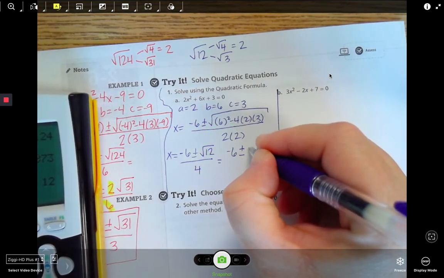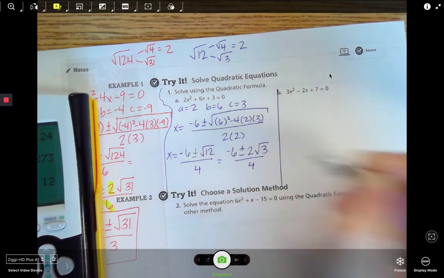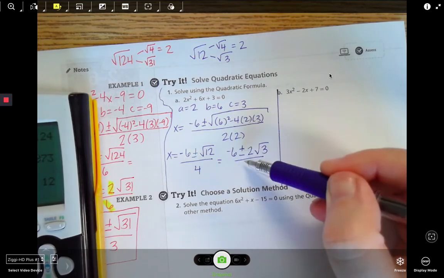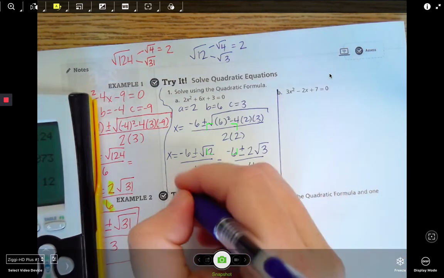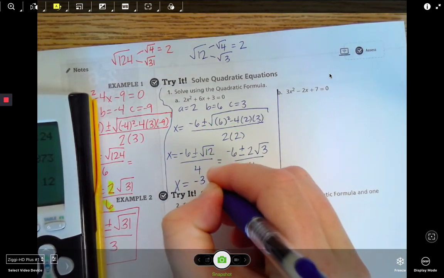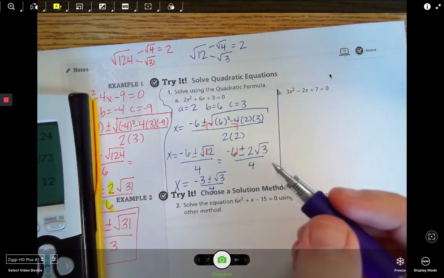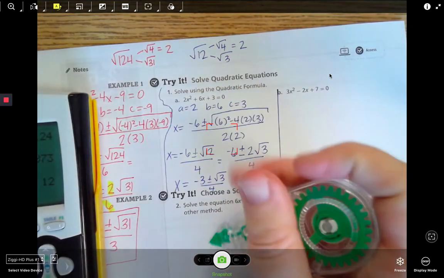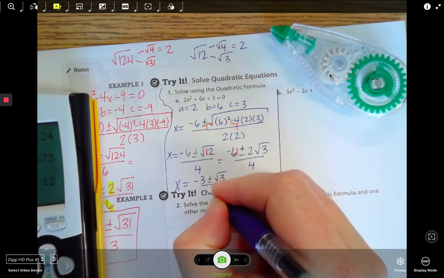Negative 6 plus or minus 2 times the square root of 3 over 4. That's not my answer because 2, negative 6, and 4 all have something in common. We can factor out a 2. So my final answer would be x equals negative 3 plus or minus the square root of 3 over 2. Not 4. 4 divided by 2 should give me 2. Sorry about that, guys.